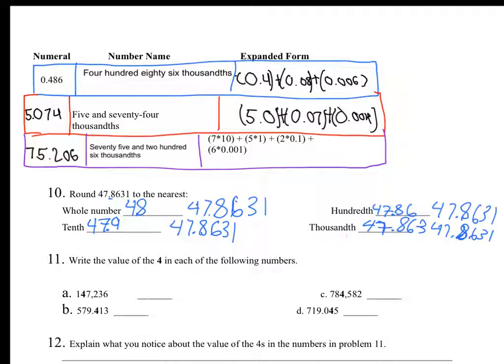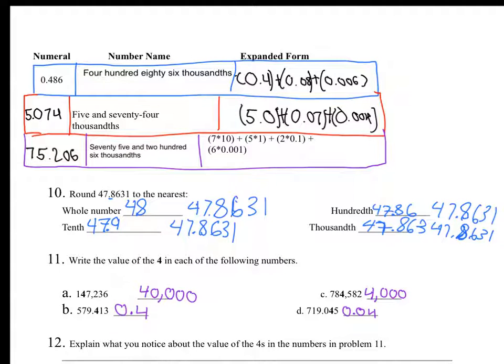To round it to the nearest thousandths, you have to look at the 1. Since it's smaller than 4, you have to keep the 3 the same. So it becomes 47 and 863 thousandths.